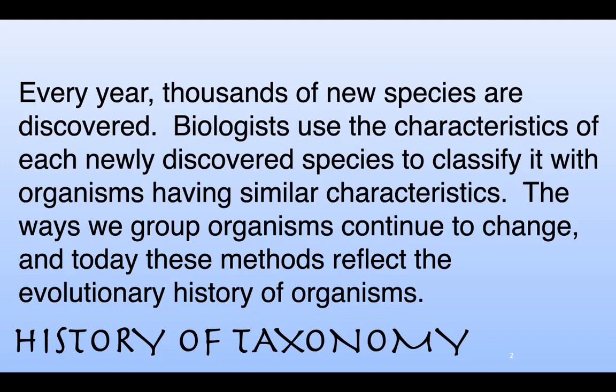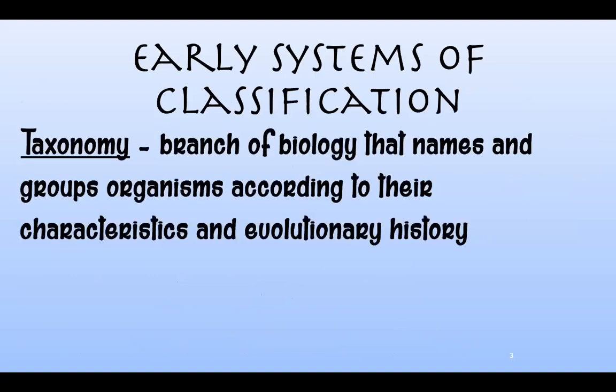So we already studied evolution and how biologists figure out which organisms are related, which ones are ancestors and descendants of previously living ancestors or organisms. And so taxonomy is the field of biology which classifies organisms. If we look at early systems of classification, taxonomy is the branch that names and groups organisms. It classifies them according to their characteristics, but also their evolutionary history.